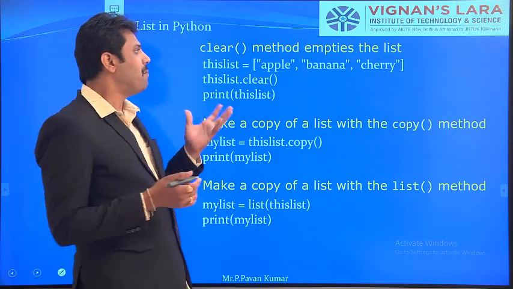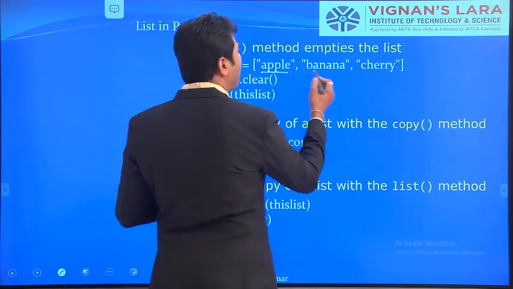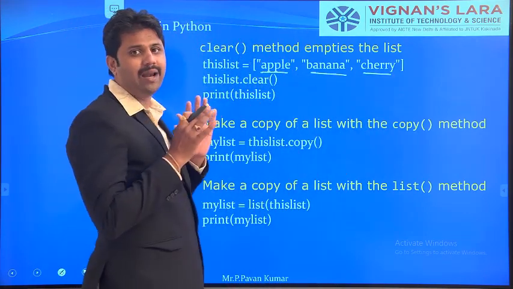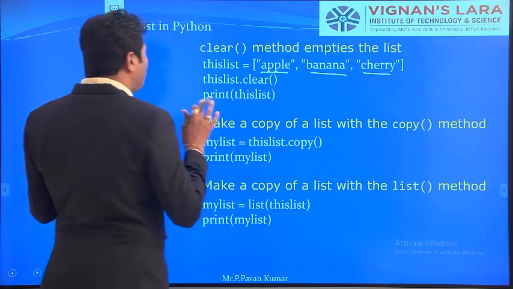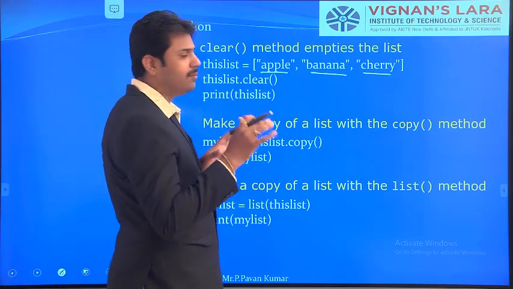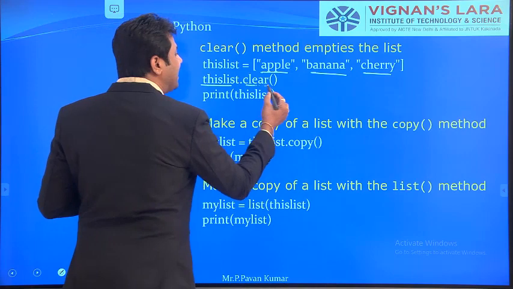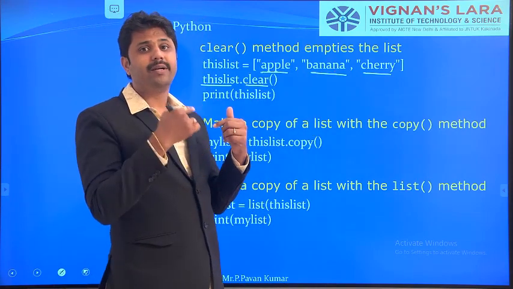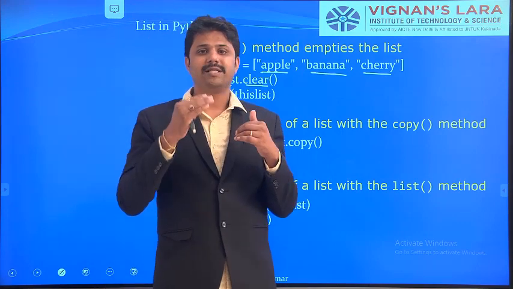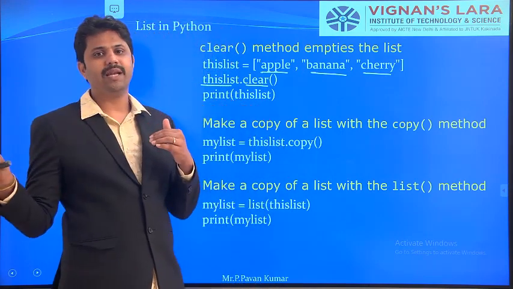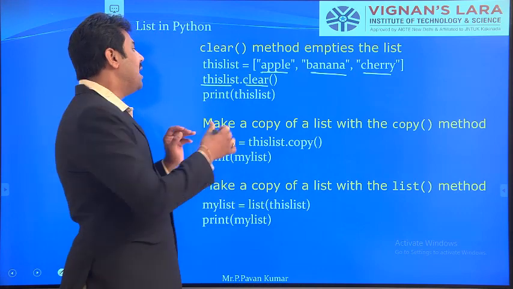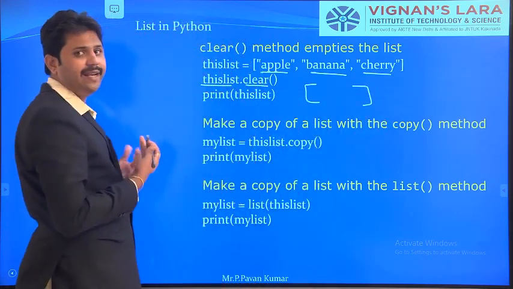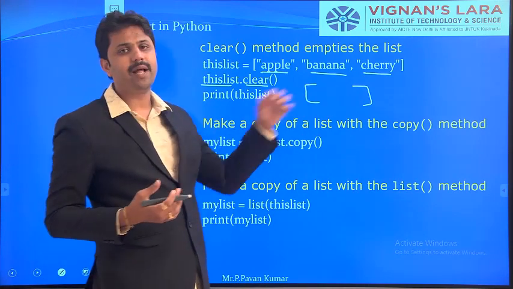That means my list contains apple, banana, and cherry. I don't want to remove the list. I just want to clear it. Okay? This dot clear. It clears the information. Previously we used del. If you use del, it completely removes the list name also. Here, the list is there, but it is an empty list. We don't have any values in the list.